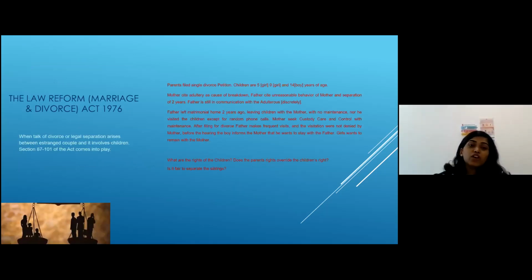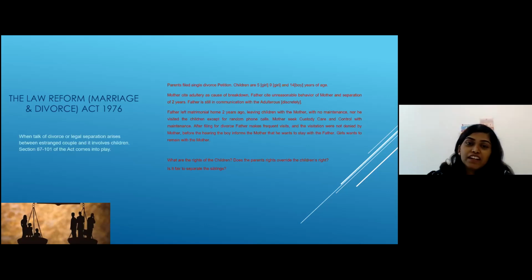And as for the Law Reform Marriage and Divorce Act, I think we are all very used to this act. So this act governs all these divorce or legal separation. So when the couple are in the midst of a divorce and it involves child custody, we will have to rely on section 87 up to section 101 of this act.